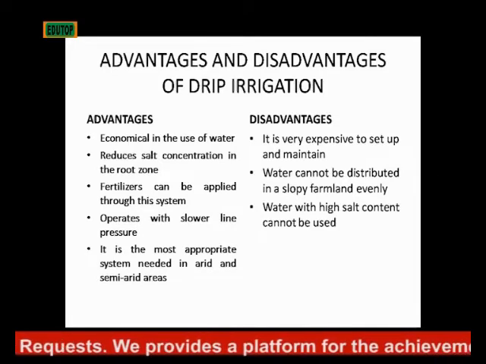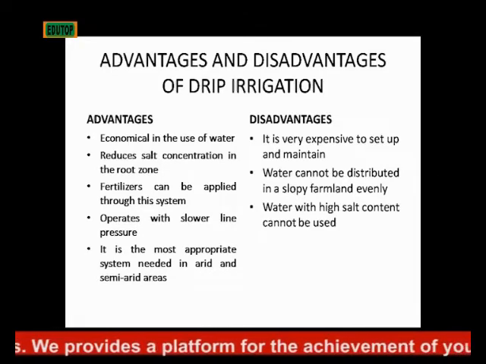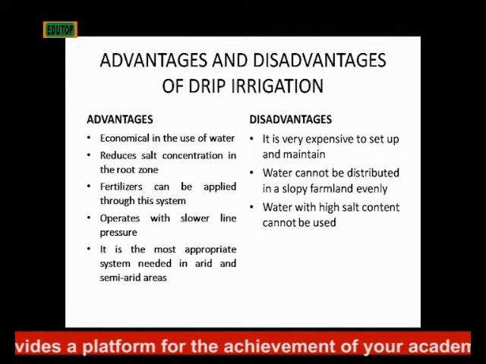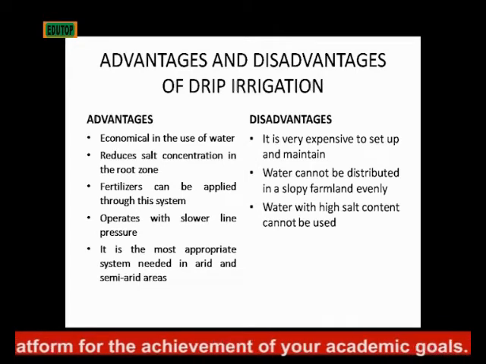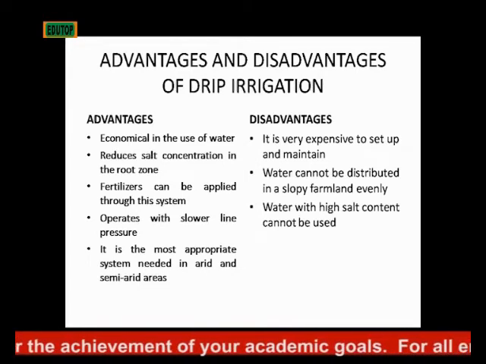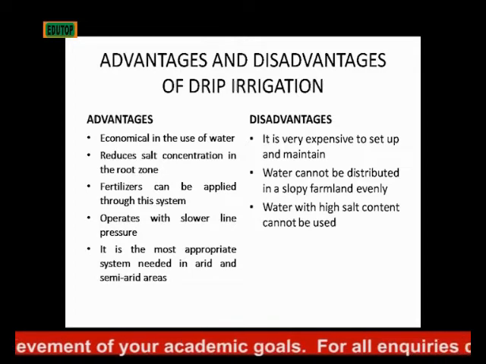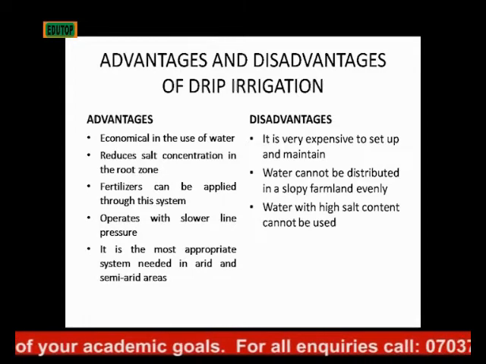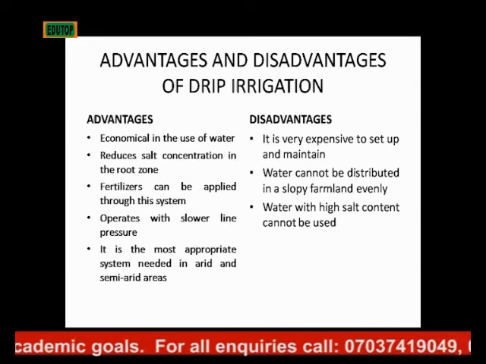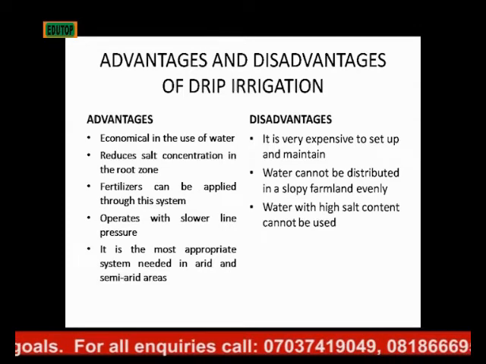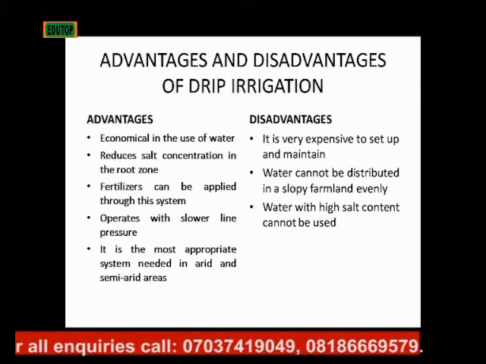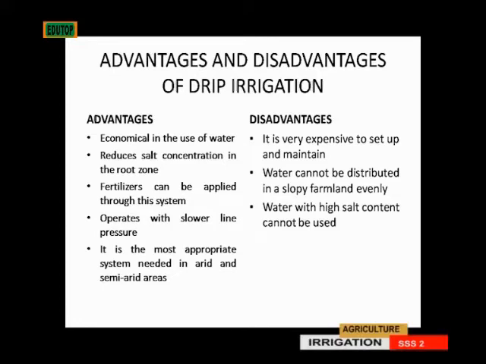The area is dry. Disadvantages: one, it is very expensive to set up and maintain. Then water cannot be distributed evenly in a sloping farmland. When the farmland is sloping, water cannot be distributed evenly. The lower parts get more water, while the higher plane is suffering. The water with high salt content cannot be used.